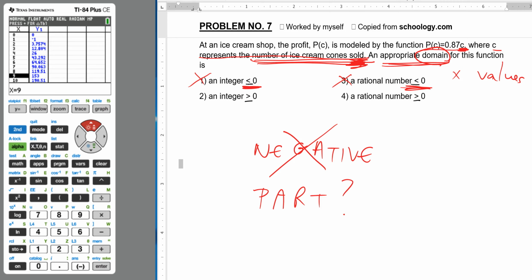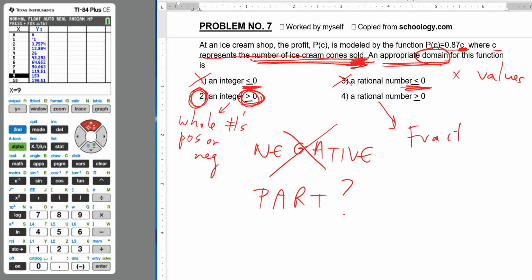So in our case, we need to be dealing with whole numbers. Integers mean whole numbers, but they could be positive or negative. So we had to restrict it and say, yeah, we only want the positive ones, the greater than or equal to 0.